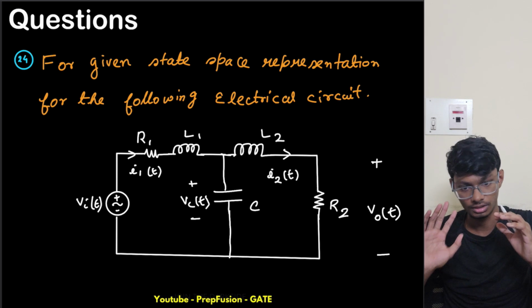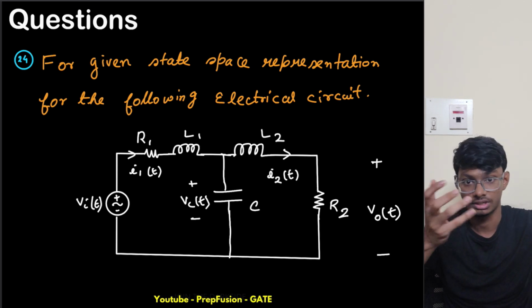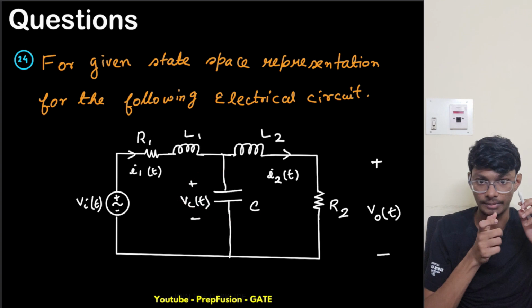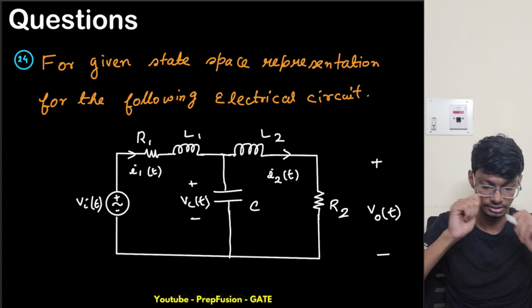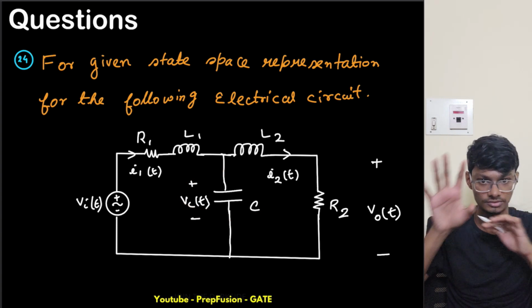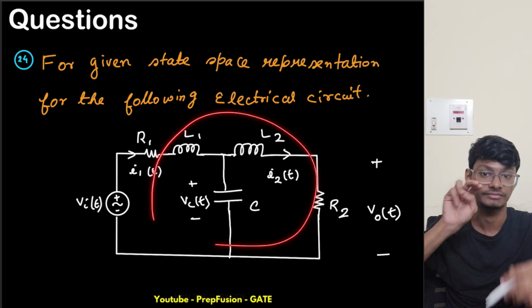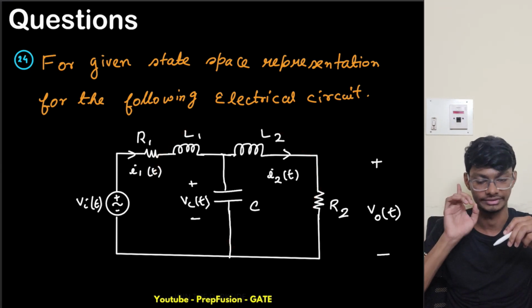This you can do. Okay, but what you have to keep in mind: for capacitor, always try to write the current, and for inductor, always try to write the voltage in terms of other state variables. Again, how many state variables will be here? You guess, right?